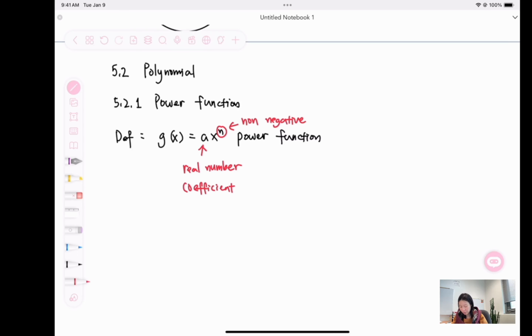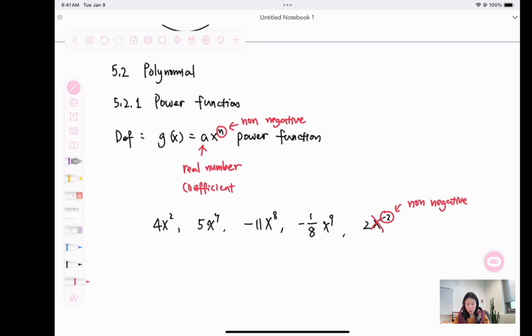So for example, 4x to the 2 is one power function. 5x to the 7 is another power function. The coefficient can be positive or negative. x to the a is a power function, or even a negative fraction is also a power function. But 2x to the negative 2 is not a power function, because the exponent has to be non-negative. So this is not a power function.